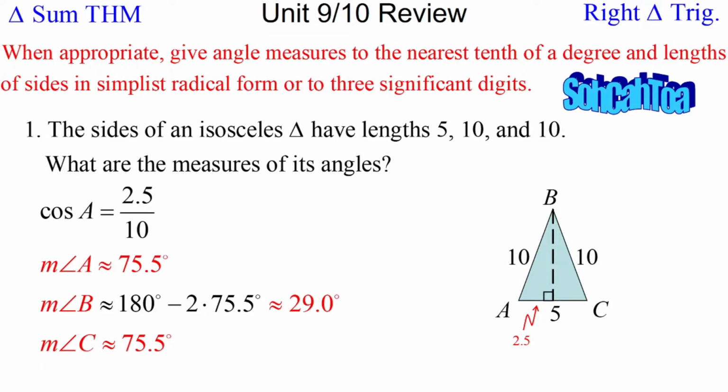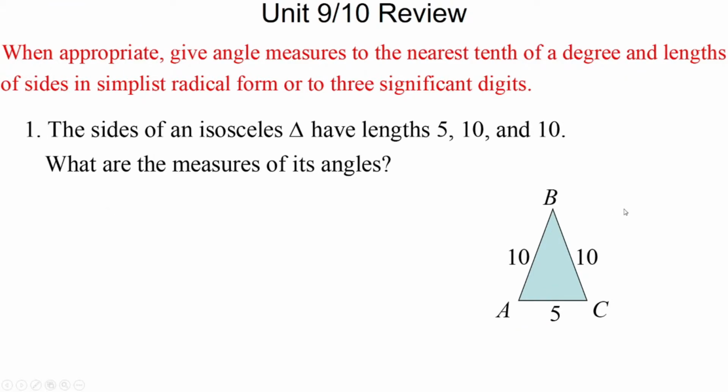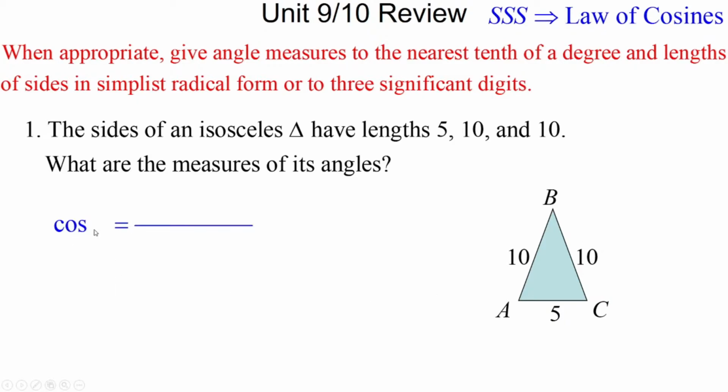Now, I did mention, and you guys are experts at the law of cosines, and so could we have also found all 3 of these angles using the law of cosines? Let's give it a try right here again. So side, side, side implies law of cosines. So let's write down the law of cosines when we're looking for an angle, and our general formula is cosine of angle C equals a squared plus b squared minus c squared over 2 times a times b.